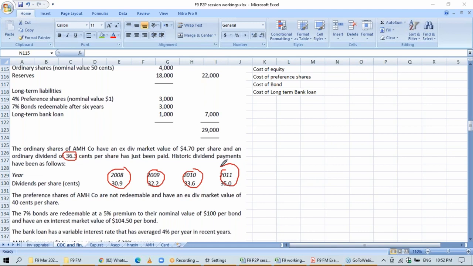Right, now in order to use the dividend growth model, you need to know the growth rate. So you have to calculate by how much these dividends are growing. So we use a geometric average method to calculate the growth rate, right? So in how many years have the dividends grown from 30.9 to 36.3? This is the first year, second, third, and then 4 years. So it's 4 years in which, though there are 5 dividends in total, they have increased from 30.9 to 36.3, right? So let's first calculate the growth rate.